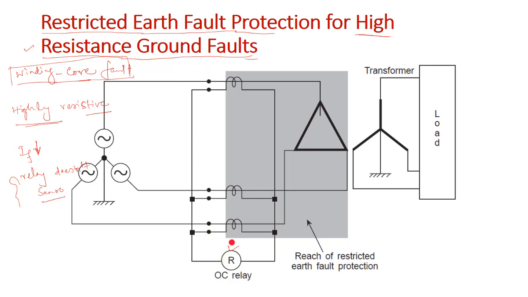and it is designed in such a way that the reach of the protection scheme should be only to the delta side, not to the star side and not to the opposite side. So only it will protect this much of range. Okay, the reach of the restricted earth fault protection is this. So we can test here.